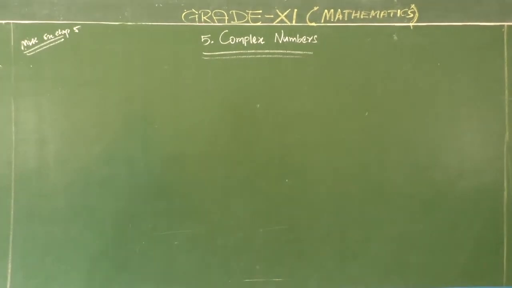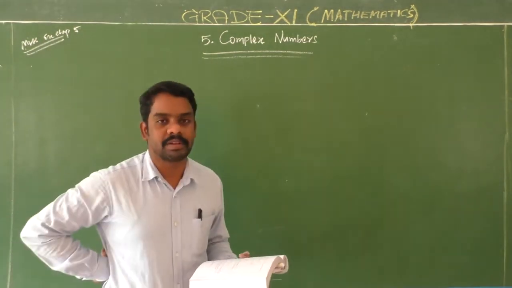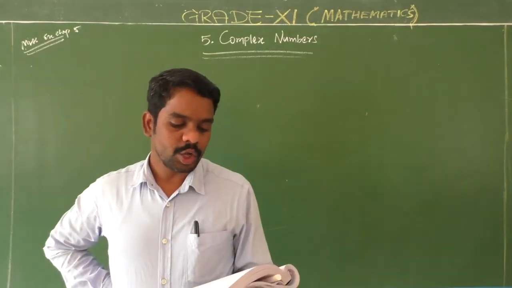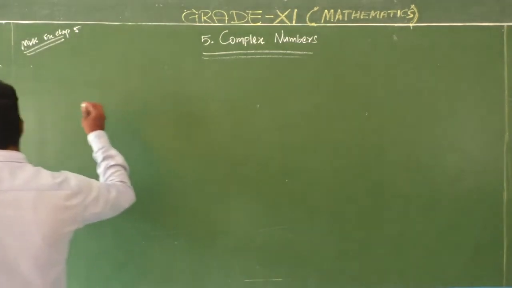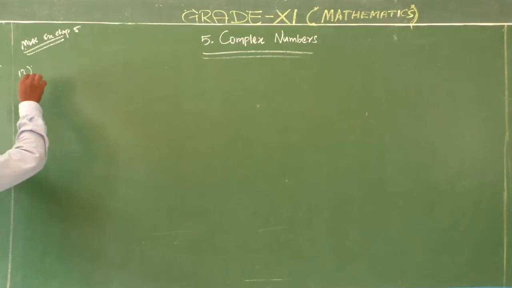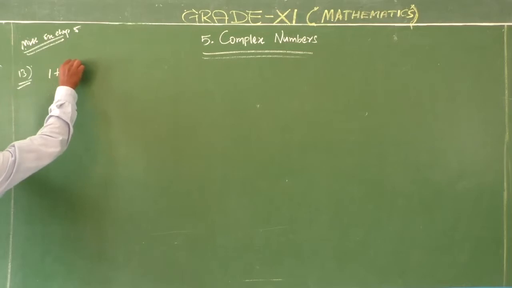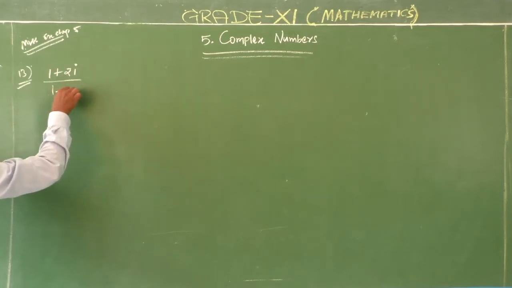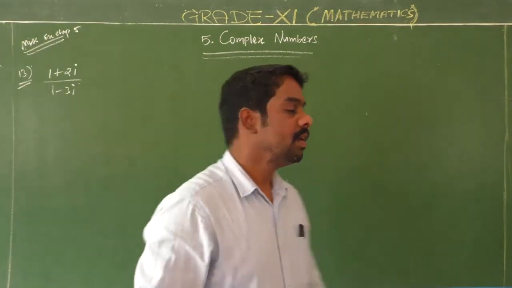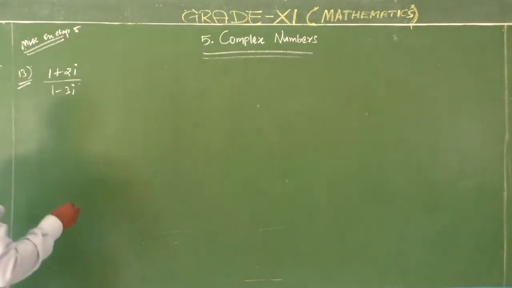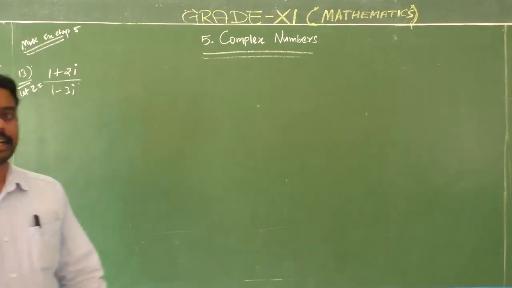Next question, the 13th question. Find the modulus and the argument of the complex number (1 plus 2i) by (1 minus 3i). Modulus and argument. 1 plus 2i divided by 1 minus 3i is the given complex number. Find modulus and argument. Let z be equal to (1 plus 2i) by (1 minus 3i).